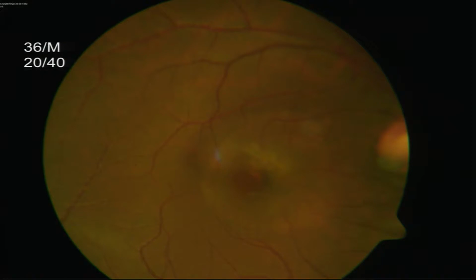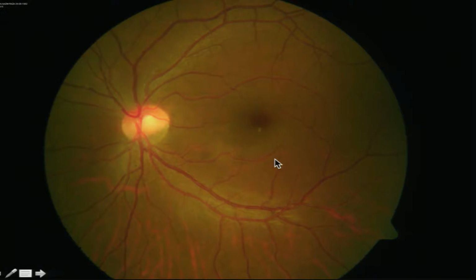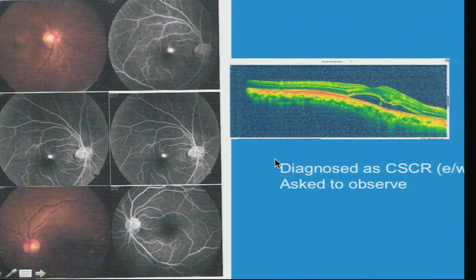Let's move on to the next case, a 36-year-old male. He came to me from Nagpur. His vision was 20/40, and his primary physician in Nagpur diagnosed him as CSCR because of the subretinal fluid seen here, along with these fibrin deposits, which is what would make you suspect CSCR. The left eye was normal, and these were the pictures he brought, and he was very reluctant to get a fluorescein. But if you look at the fluorescein, this is a pretty late phase, but it does show a hyperfluorescence which is leaking in the late phases.